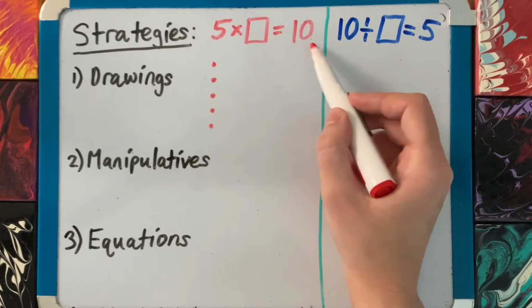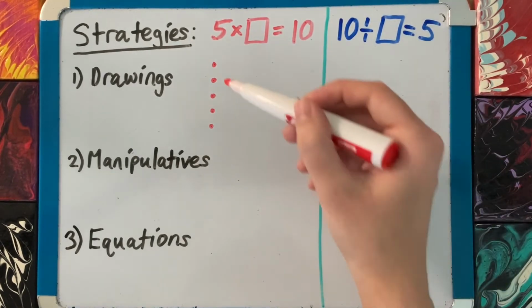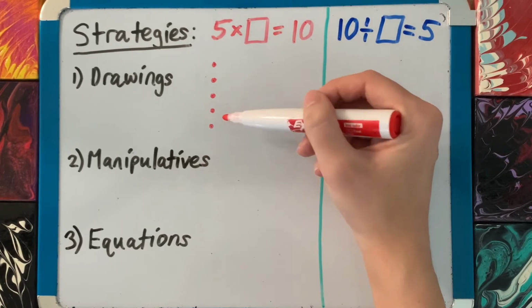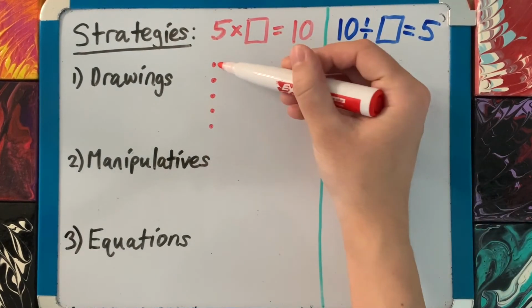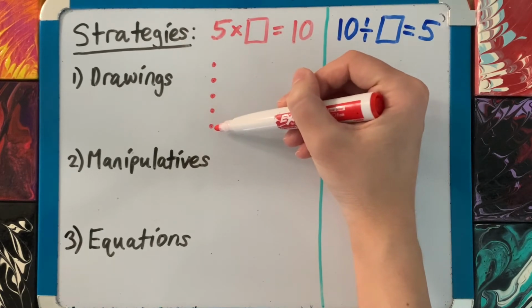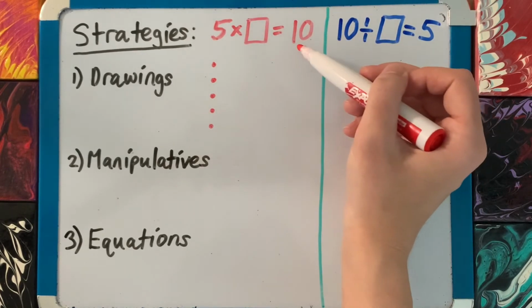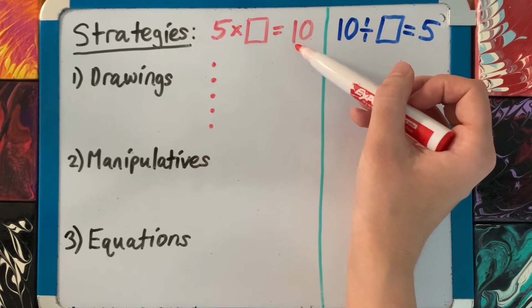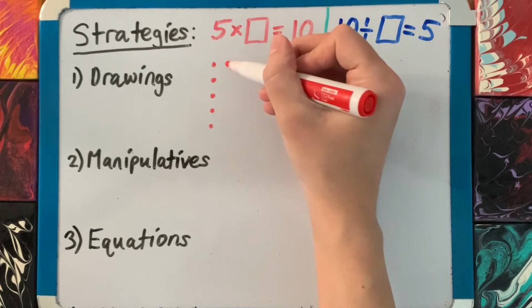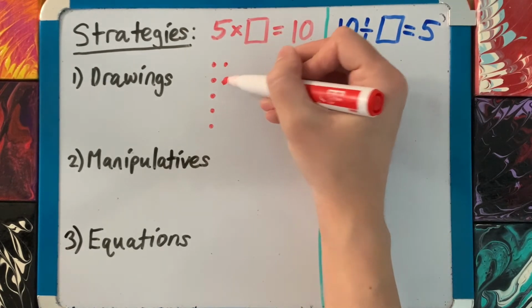So we need a total of 10, and we have to figure out how many columns we need going vertically to make 10 dots. Well, here we have 1, 2, 3, 4, 5 dots. And what do you know makes 10? How do we get from 5 to 10? Well, we know that 5 plus 5 equals 10. So let's add 5 more dots in our second column.